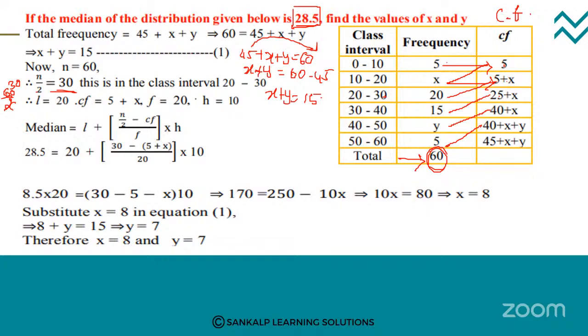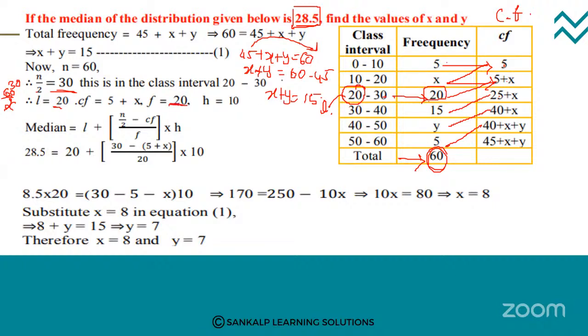So 20 to 30 means this is the lower limit. 20 to 30 means we want 30 only, so that comes under the class interval 20 to 30. Now, this is the value of L. Lower limit is the value of L. So L value is 20 here. And what is the value of F? See, the frequency of the median class, that is 20. So this is the value of F.